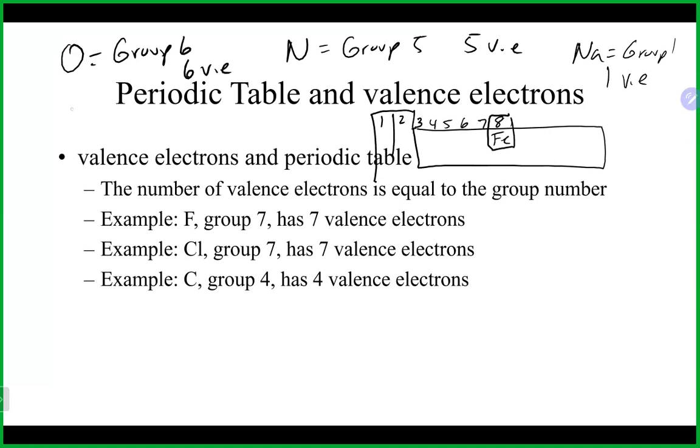And if you look at iron's electron configuration, that would be argon 4s2 3d6.